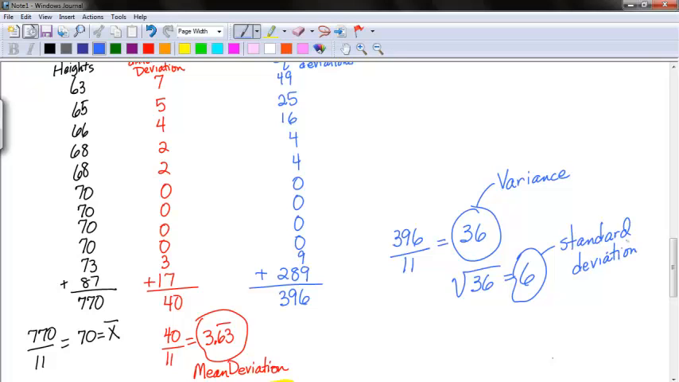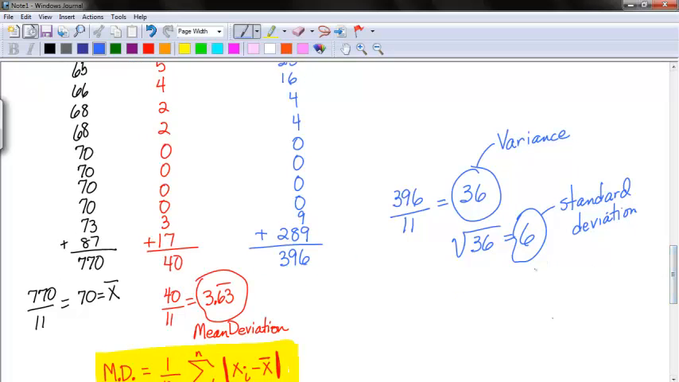The standard deviation has a special symbol. It is the lowercase sigma. This one is the uppercase sigma. Okay, the lowercase sigma kind of looks like this. And you'll see it on the calculator in a minute.